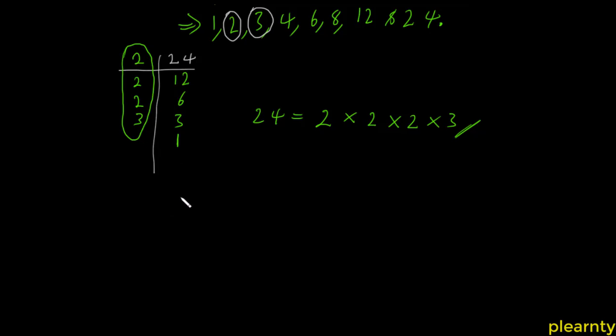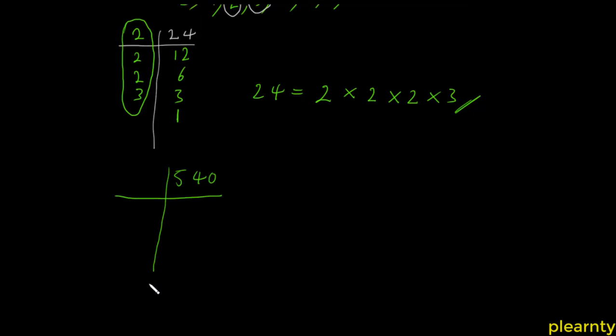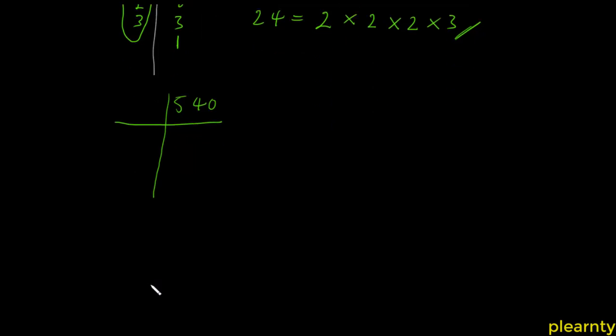Let's say we have 540. Firstly, it is obvious that this number can be divided by 2 because it ends with 0. So let's divide it by 2. It will give us 270. 2 here, remainder 1, and you bring 1 here. This makes 14. 7 and 0.